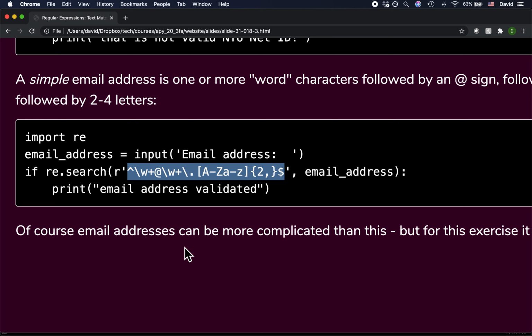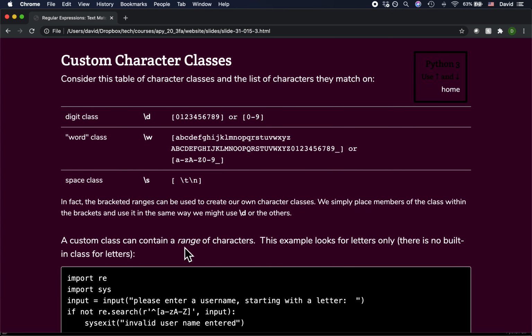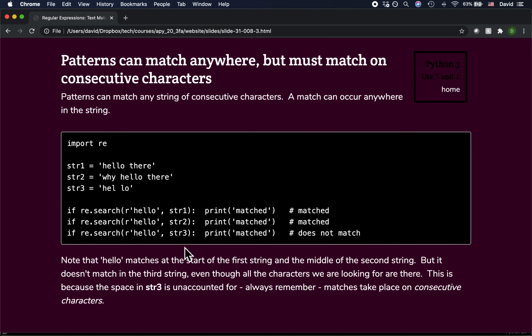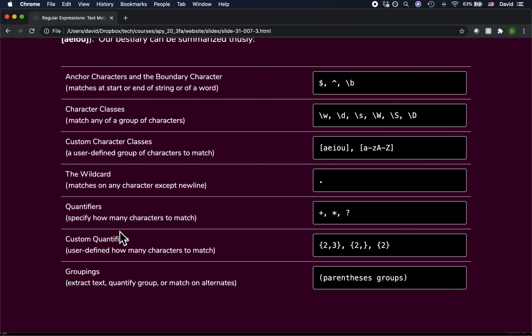Obviously, email addresses are far more sophisticated than this, but we'll just say a simple email address could be matched with this pattern. Now, besides the quantifiers, and besides the character classes, and besides the anchors, which again, remember, that's really all we were talking about in the beginning, just anchors, character classes, and quantifiers, and we'll look at groupings in a moment.